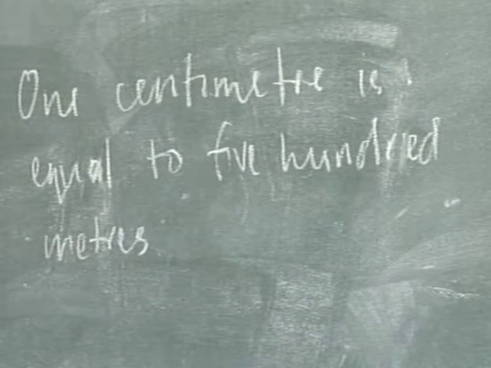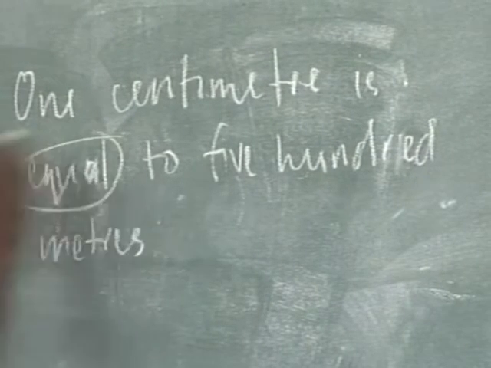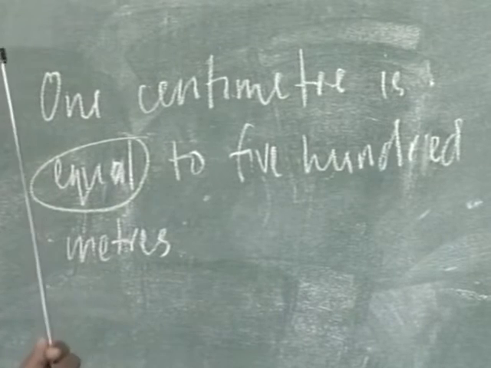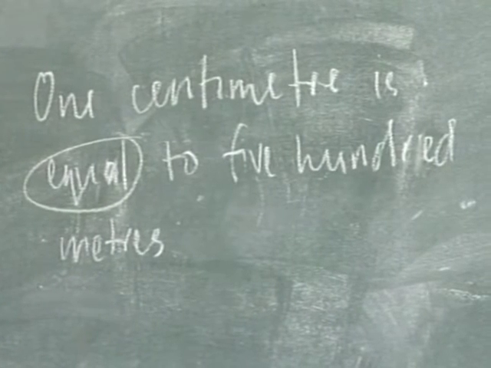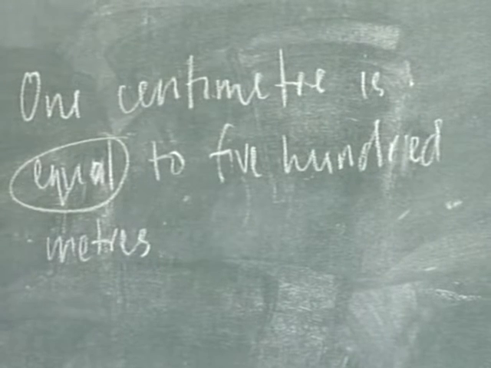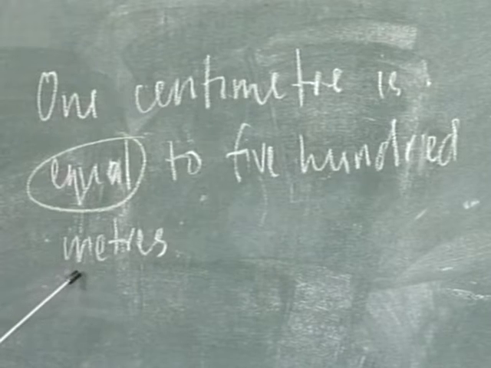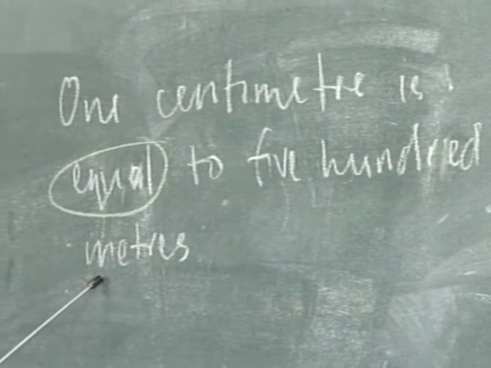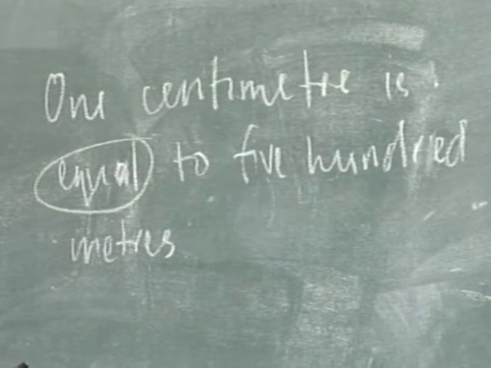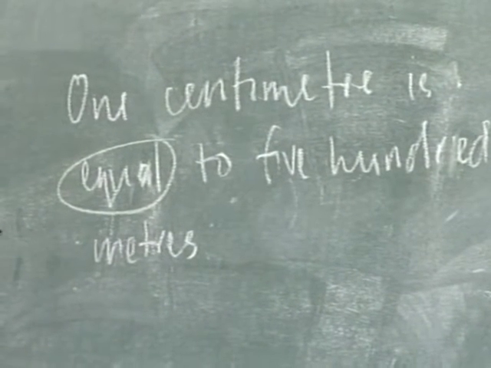So the word equal here, we must make sure that when it is the same unit equal to the same unit and the number equal to the same number, we can use this equal. But if it is not, then we are making the wrong statement when we say that 1 centimeter is equal to 500 meters. It is not. 1 centimeter is equal to 1 centimeter. But according to the scale here, it is equivalent to.